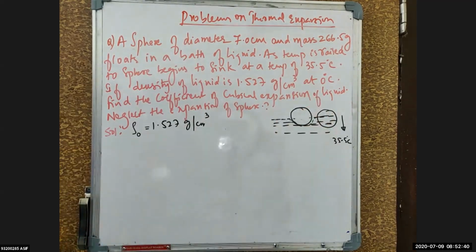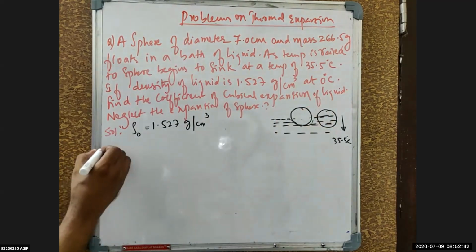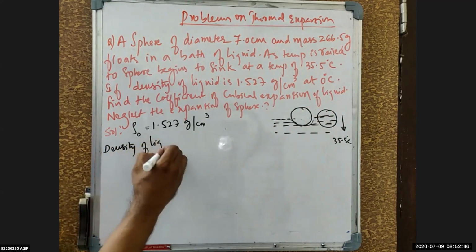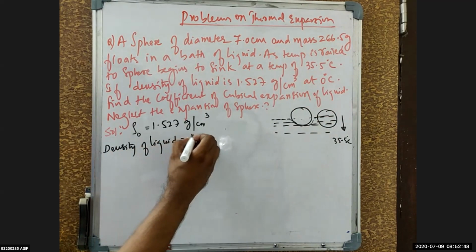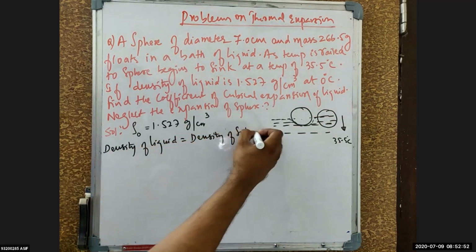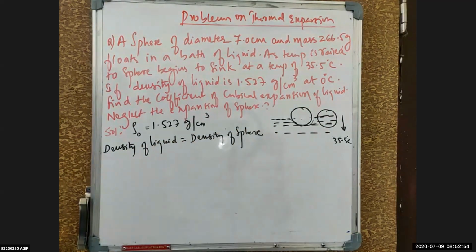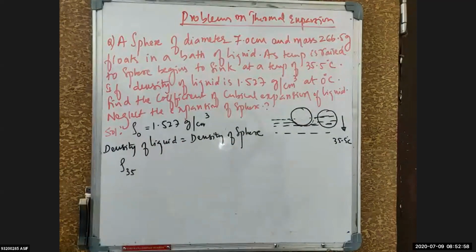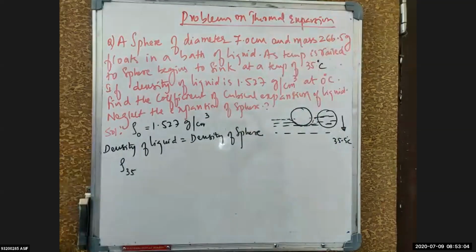Density of the liquid must be equal to the density of your sphere. I can say right now, the density of the liquid must be equal to the density of the sphere. Then only it will be floating. That means we take the density at 35 degrees centigrade. I am taking approximately that, otherwise the calculation will become more difficult. You take this as 35 degrees centigrade only.